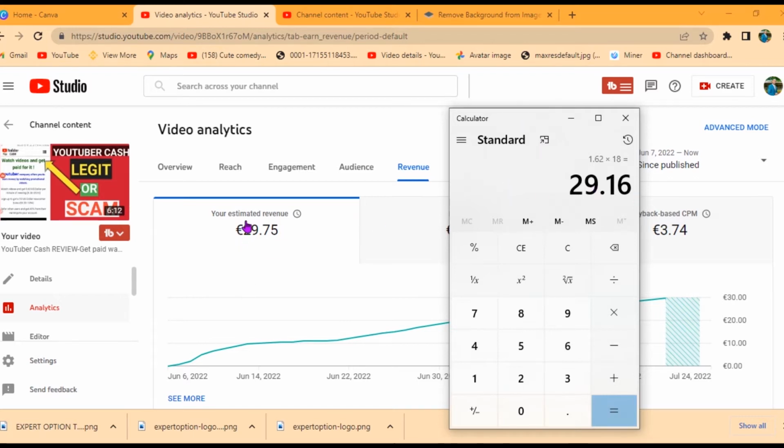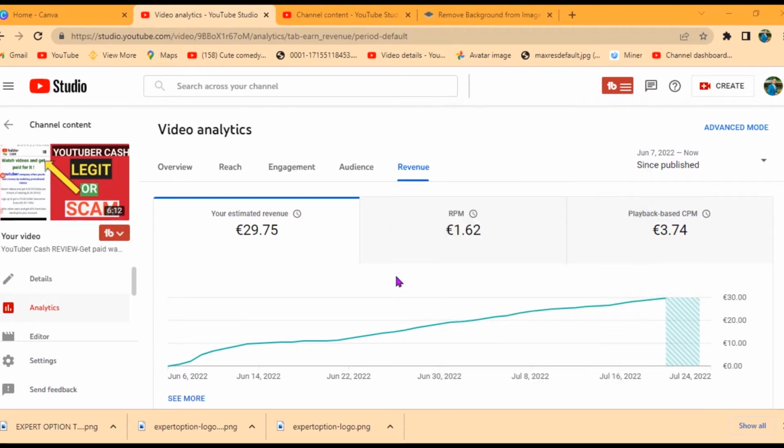Now you don't have to multiply by the CPM, because if you multiply 3.74 times 18, you can see this figure is lying. So you have to multiply with RPM, not CPM. When your RPM is high, expect the amount of money to be very high.